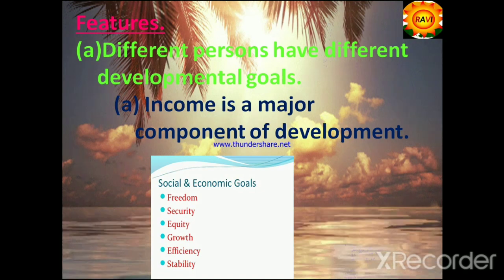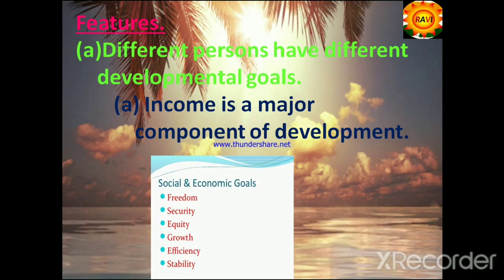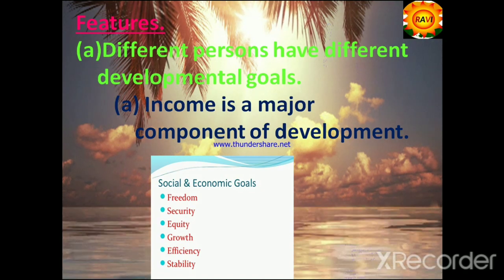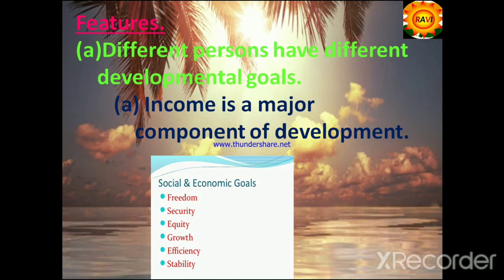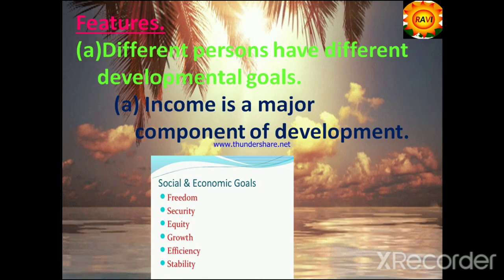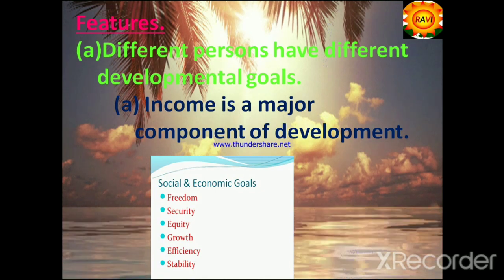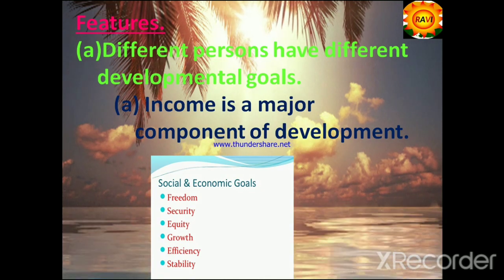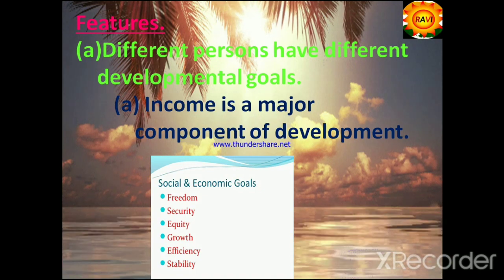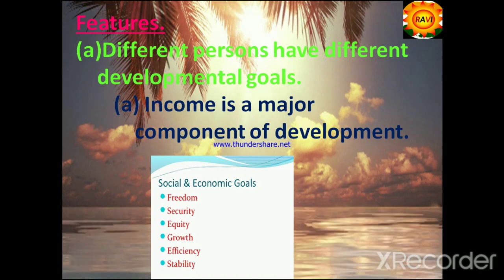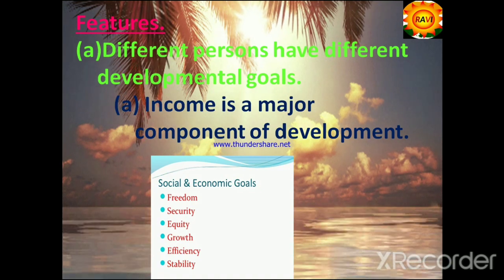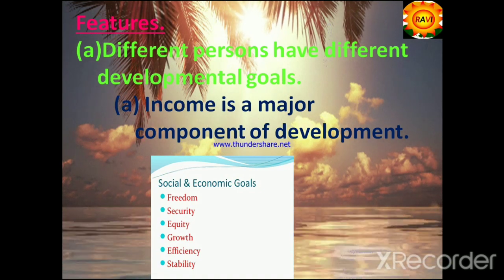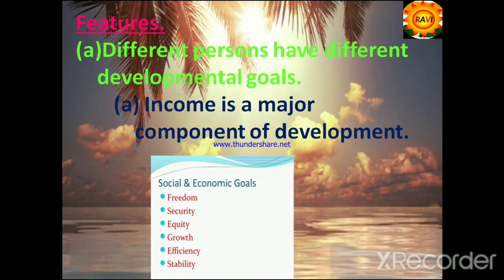Like that, the developmental goals of a farmer are different, the developmental goals of a landless laborer are different, the developmental goals of a girl are different, the developmental goals of a rich person are different. So individuals have their own developmental goals. This is the first feature of development. Then the second feature of development is that income is a major component of development.